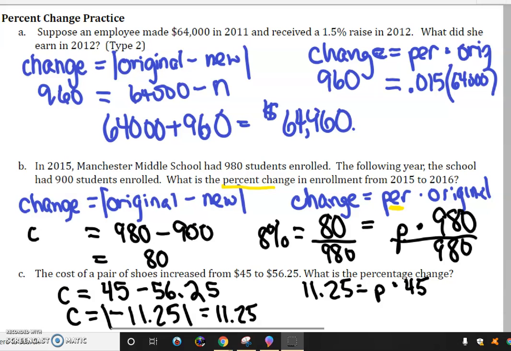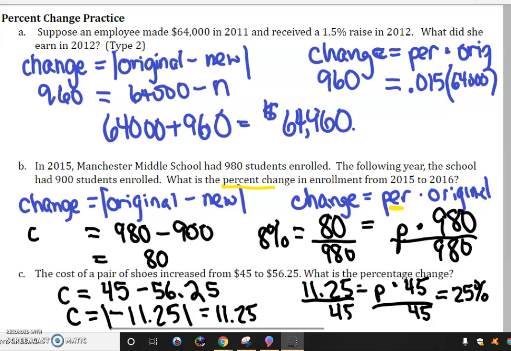So here I found the change and I'm putting it in my equation. I'm trying to find the percent, and I multiply the percent by the original price of the shoes. That was the lower price. And when I divide both sides by 45, I get that P equals 0.25, which is 25%.